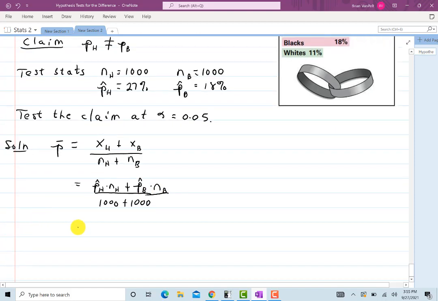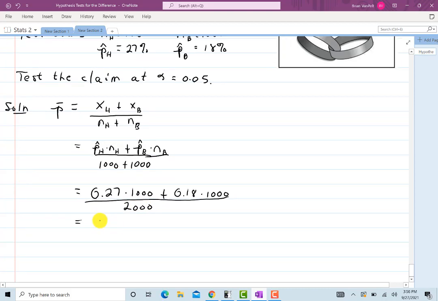So let me get that information. 27% was pH hat, so I'm going to convert that to a decimal and write it as 0.27, and 1000 was equal to NH, plus, and then PB hat was 18%, so that's 0.18, also times 1000, and the denominator is 2000. You can do most of this without your calculator, I think. The 0.27 times 1000 is 270, plus 180 over 2000. That's 450 over 2000, which equals 0.225.